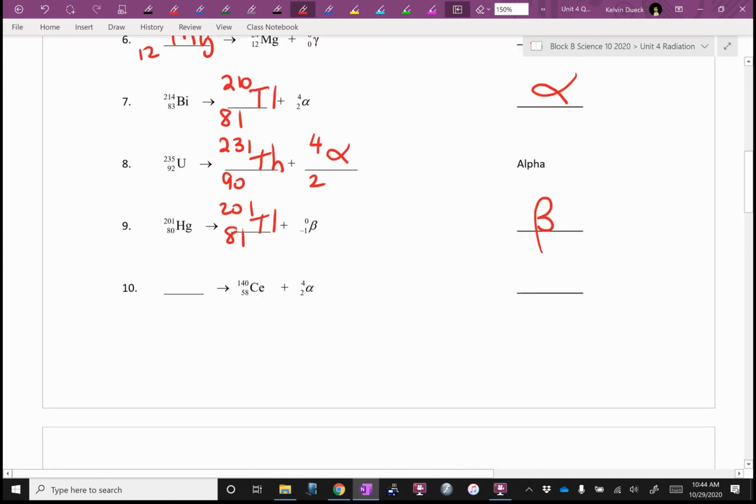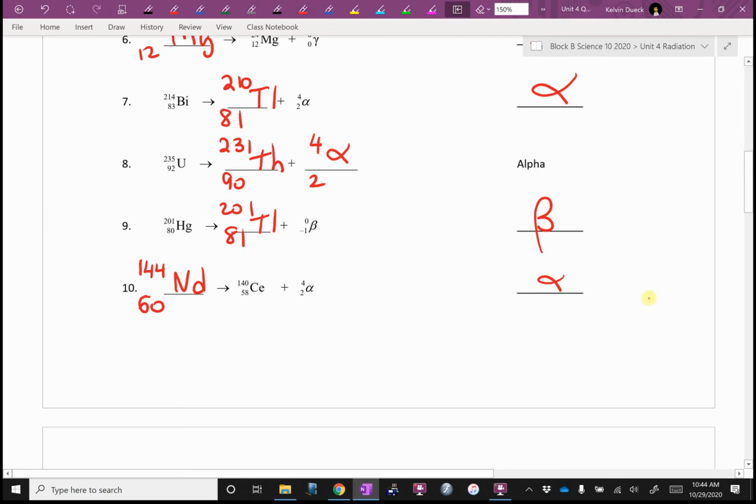Number 10. What did you say it was, Raphael? Alpha. Yep. And we must have started with a mass of 144. We have 60 protons on the right, so 60 on the left. So it's element number 60, which is neodymium, used in rare earth magnets and in your phones.